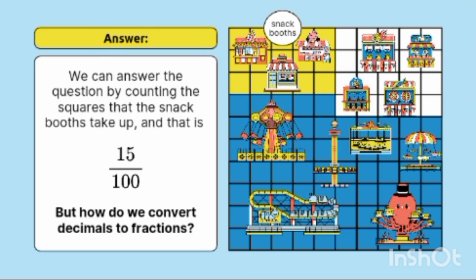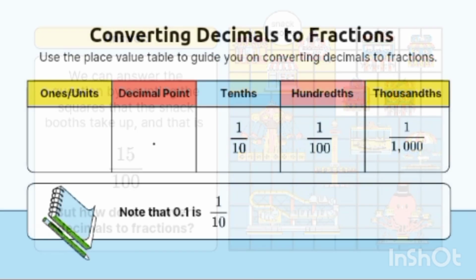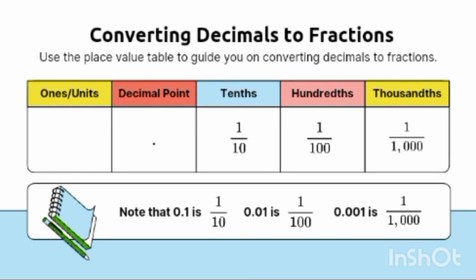The answer to our last question was that we can count the squares that the snack booths take up, and that is 15 by 100. But how do we convert decimals to fractions? To convert decimals to fractions, use the place value table to guide you. In this case, you need to use the place value table, which will help you convert decimals to fractions.